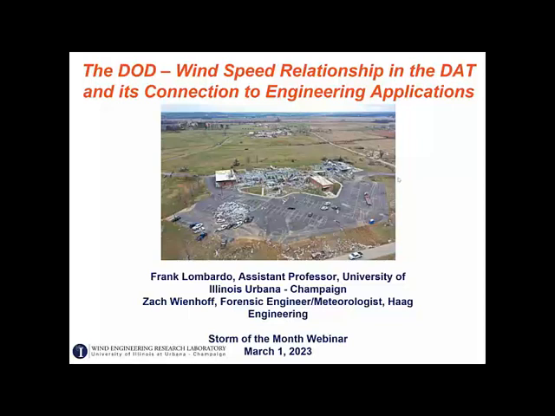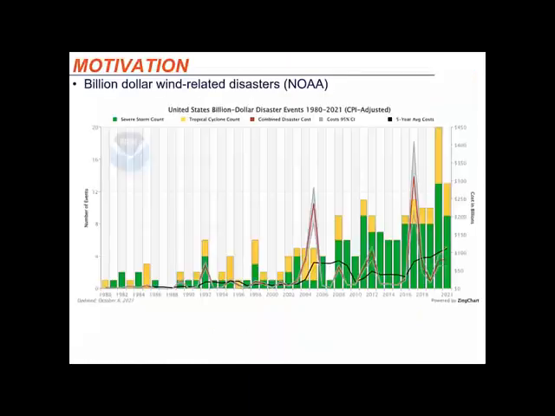Okay, thanks, Jim, and welcome everybody on the call. Good morning or good afternoon, depending on where you're at. And like Jim mentioned, we're going to talk about this DOD wind speed relationship in the DAT and its connection to engineering applications. So we'll start with an introduction.